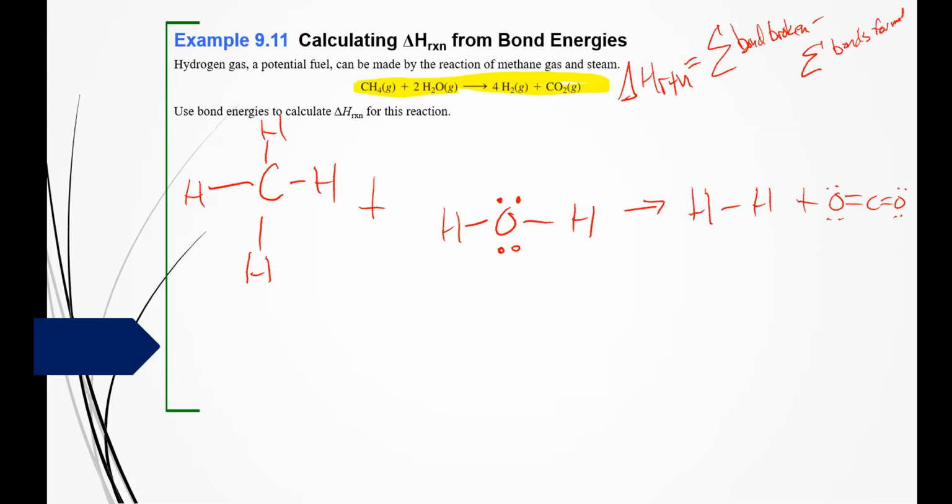So for our reaction, how many waters are we going to break? 2. And how many hydrogens are we going to form? Hydrogen gas, 4 of them. So what we're going to do is collect all of those different bonds that we need to break. So what's one type of bond that we need to break?